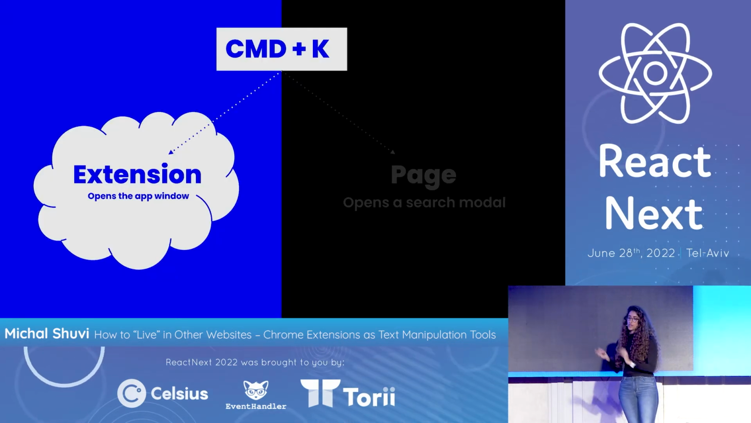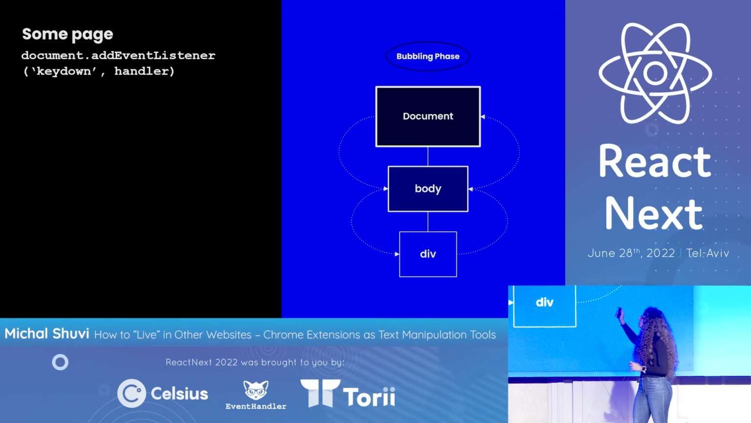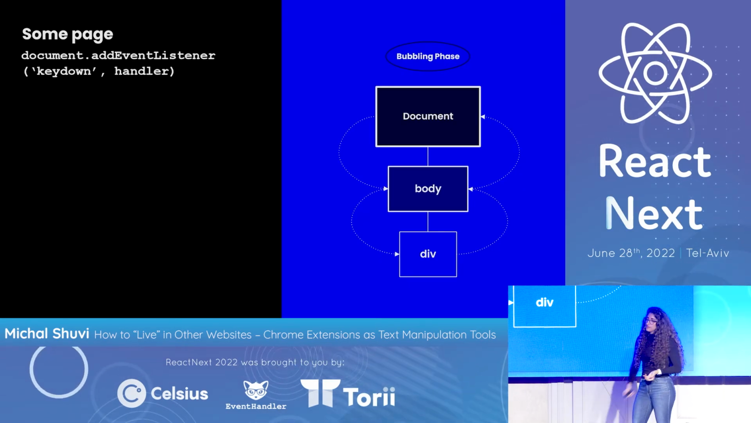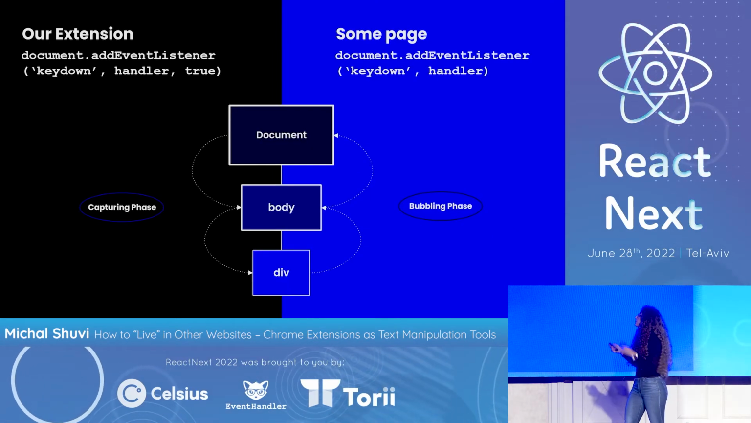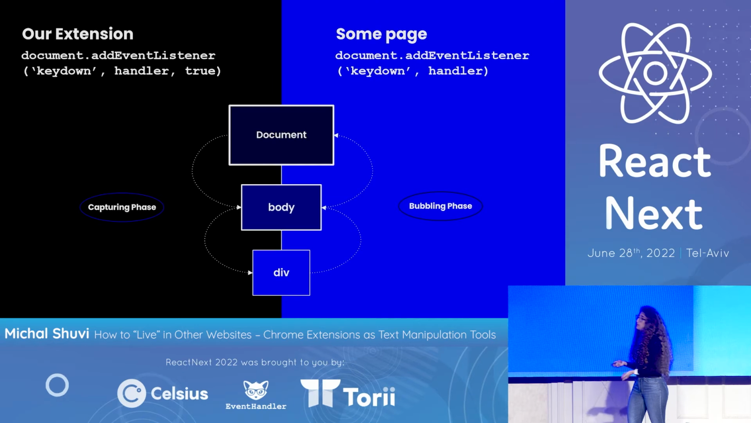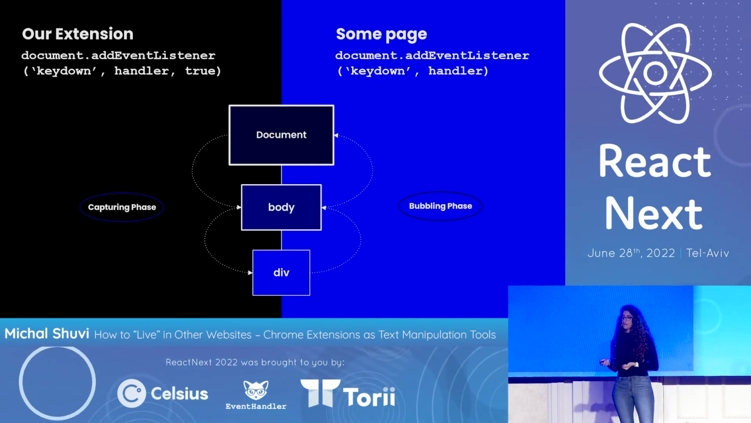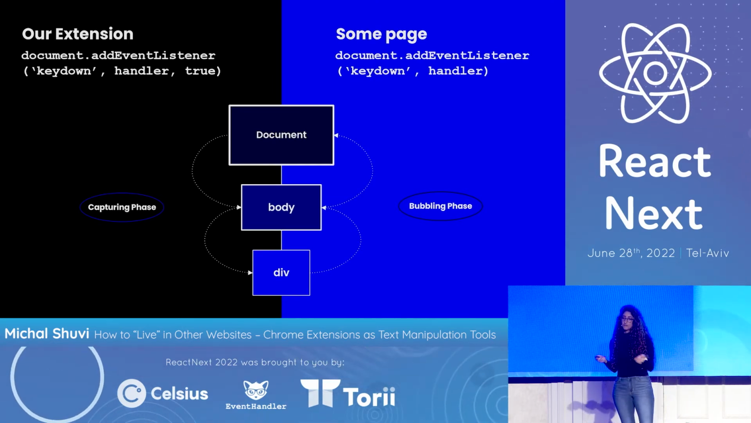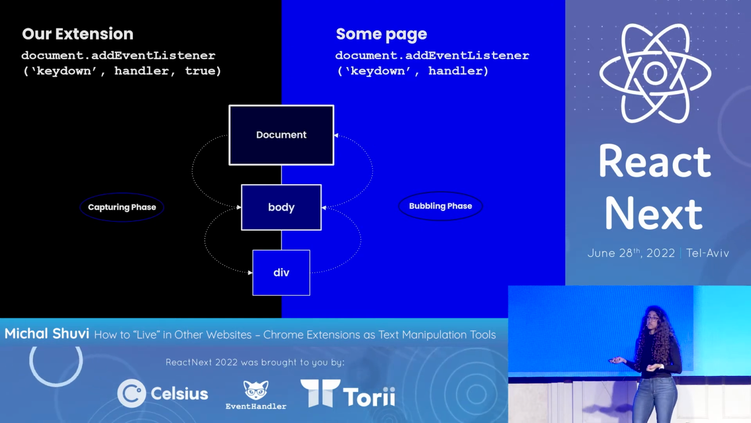Okay, so back to our goal. We want to run only our app window. So we have the event listener on the bubbling phase in most pages, and we want to do it on the capturing phase, so we will be first. Cool. Now our event handler runs first, but why wouldn't the event handler of the page run?